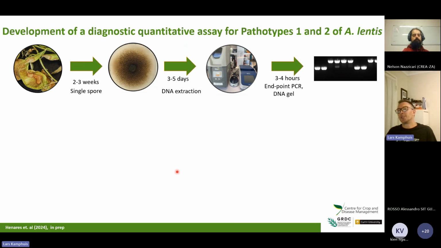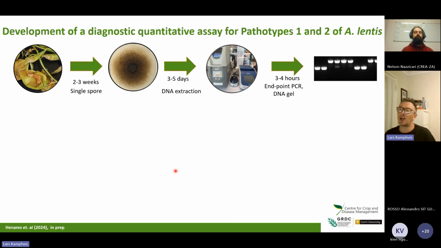So now that we've got an understanding of the different forms of ALAVR1 and which versions of the protein are able to be recognized by the resistance gene and which versions are not, that allows us to develop a diagnostic test for quick pathotyping of Ascochyta lentis isolates.